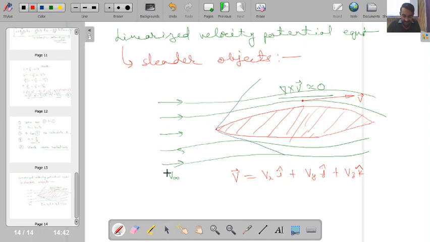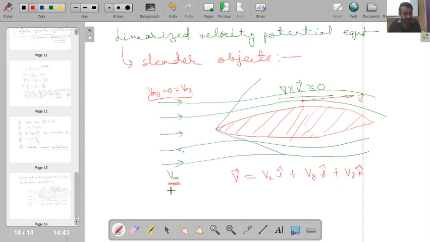Now you can see that this velocity field initially is v infinity in the x direction, and in the y and z direction v infinity y is equal to 0, which is equal to v infinity z. So in y and z direction we don't have any free stream velocity. So the free stream velocity initially was only in the x direction.